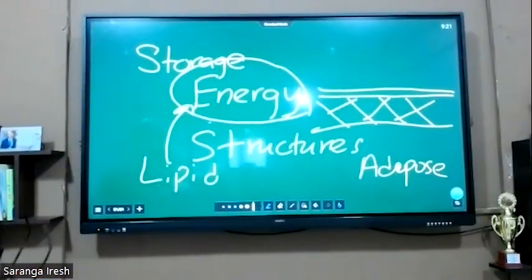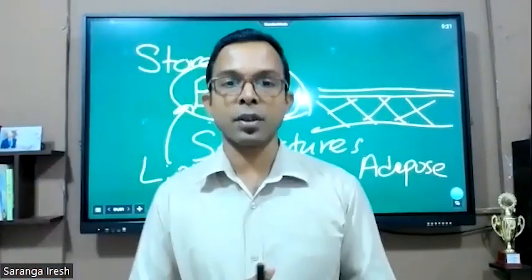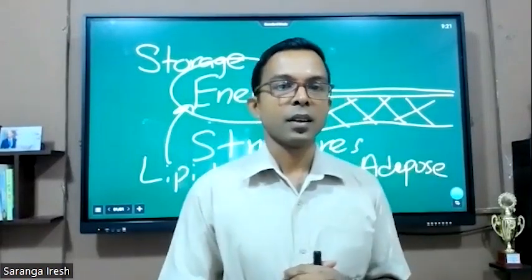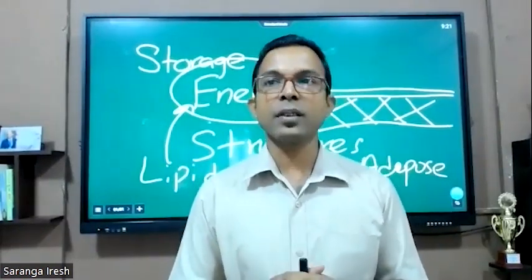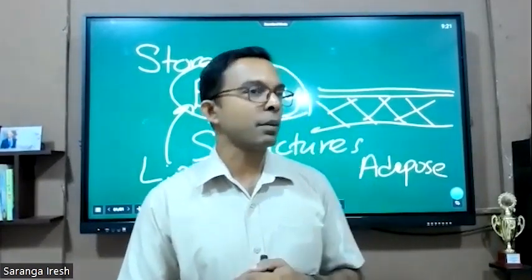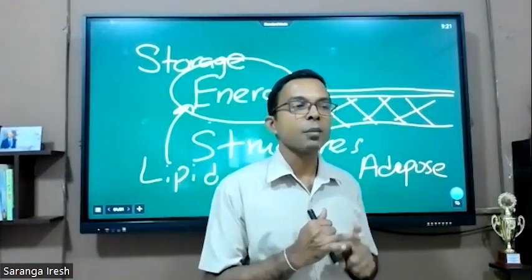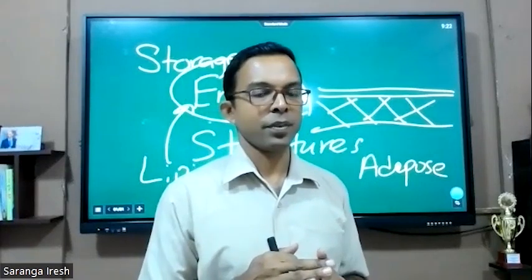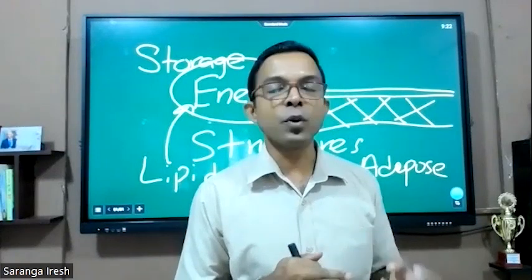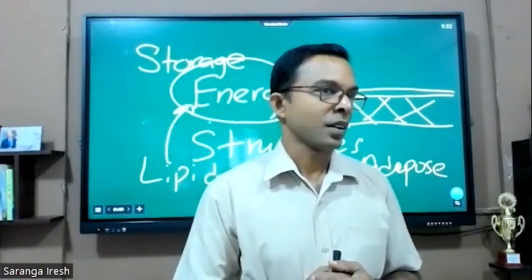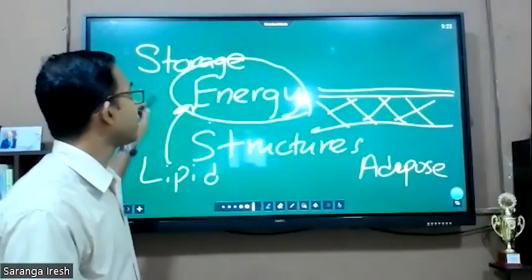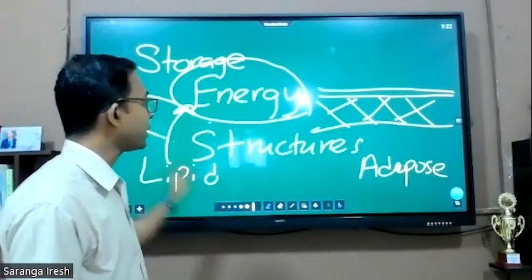Now, I also mentioned that lipids serve as a structural component. Some lipids are used to produce structures in the body. The best example, if you can remember, is the cell membrane. I said that there are three major components present in the cell membrane: phospholipids, carbohydrates, and proteins. Phospholipid is a lipid which is used to make our cell membrane. Therefore, lipids play a very important role in producing energy as well as producing structures.